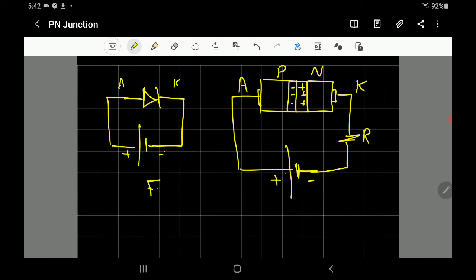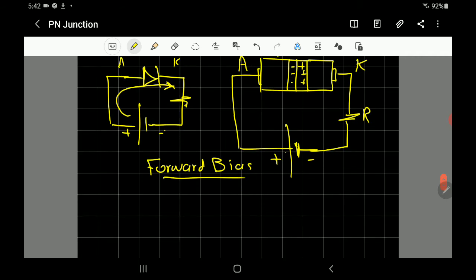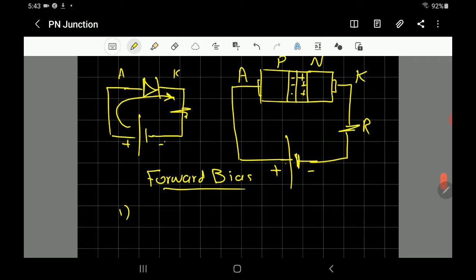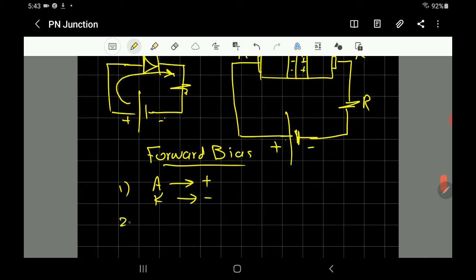They call this forward bias. Forward bias will allow the current to go from the battery through the diode. The diode will allow the current to go through it if we have it in forward bias. Forward bias has two conditions. Number one, the anode is connected to the positive and the cathode connected to the negative, but that's not enough.